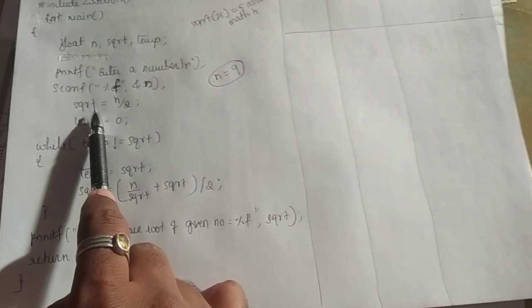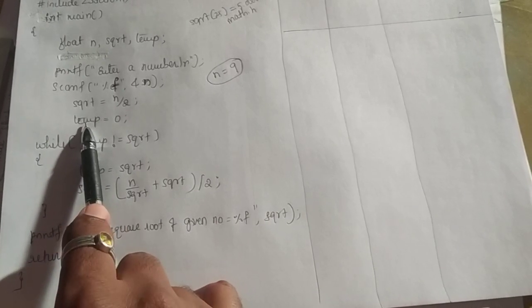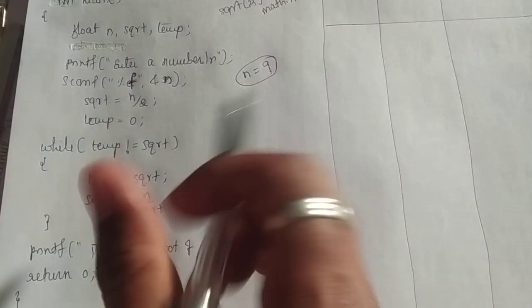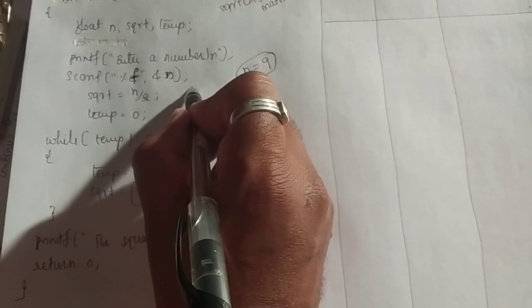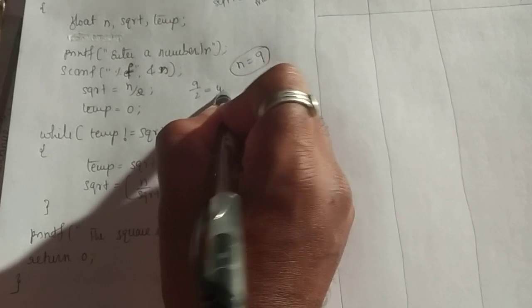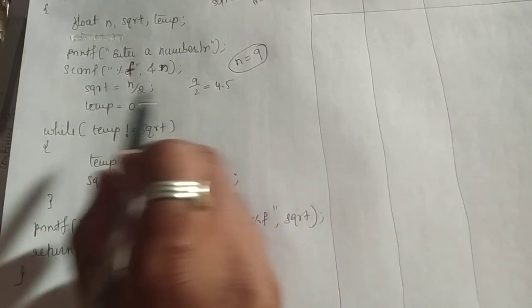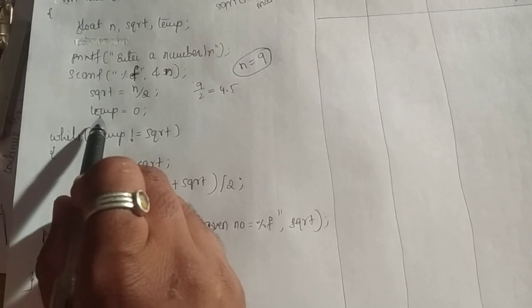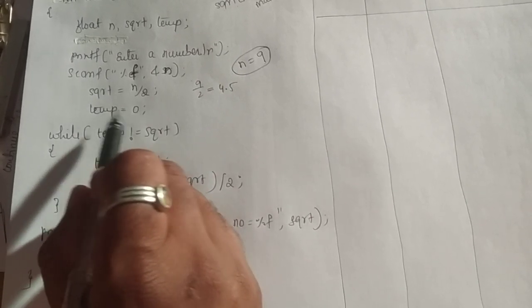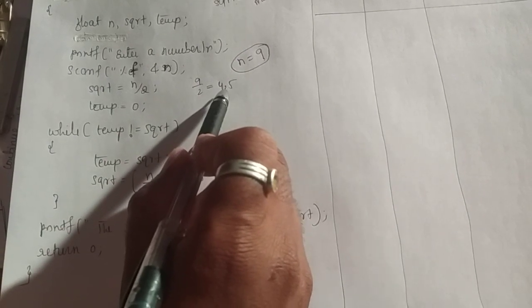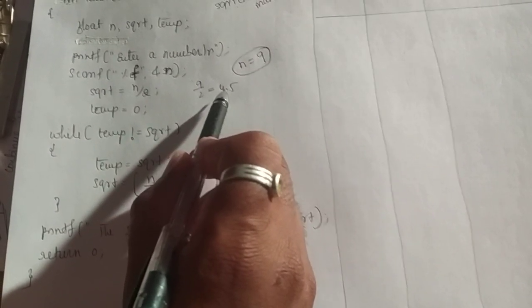Here we are setting the initial values for sqrt and temp. The initial value of sqrt is n by 2. What do you mean by n by 2? n is 9, correct? 9 by 2 will be 4.5. So 4.5 is the square root value now. The initial value of temp is 0. The initial value of sqrt is now 4.5. Keep it in mind.